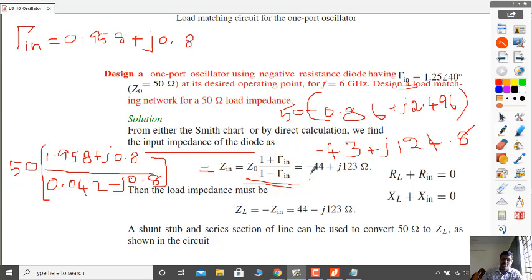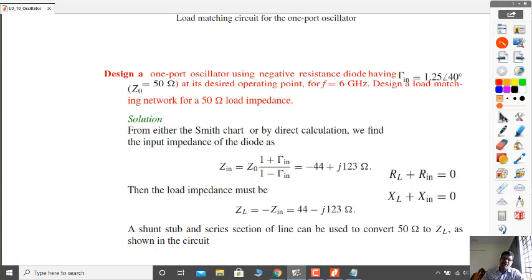This value is close to this. Because of some truncation, we have got this value, minus 43 plus j 124.8. Anyway, this will become close to this value. You can compute this way, or you can use the Smith chart to compute the Zin.